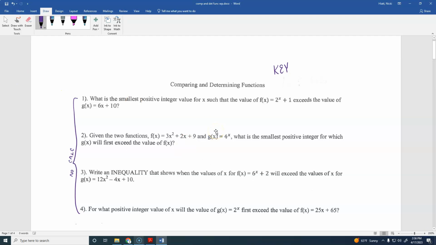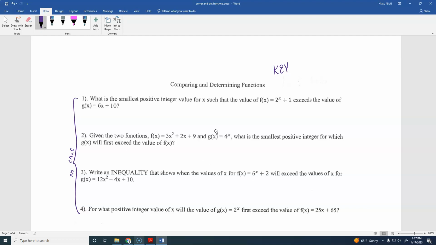Okay. It says, what is the smallest positive integer value for x such that the value of f of x equals 2 to the x plus 1 exceeds the value of g of x equals 6x plus 10.